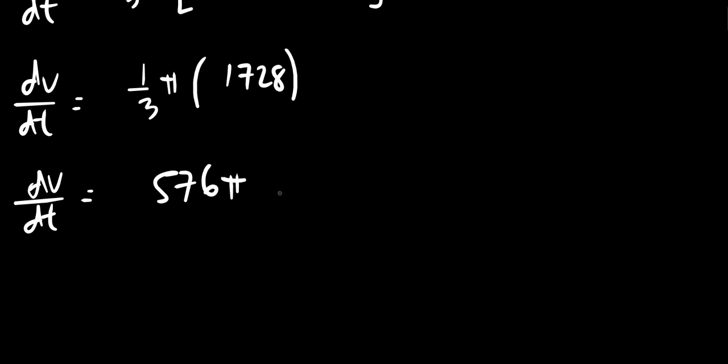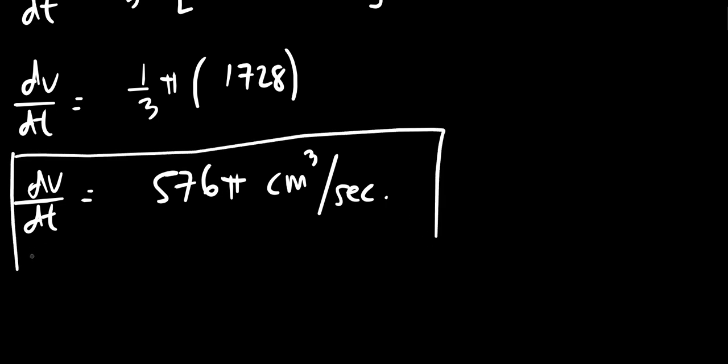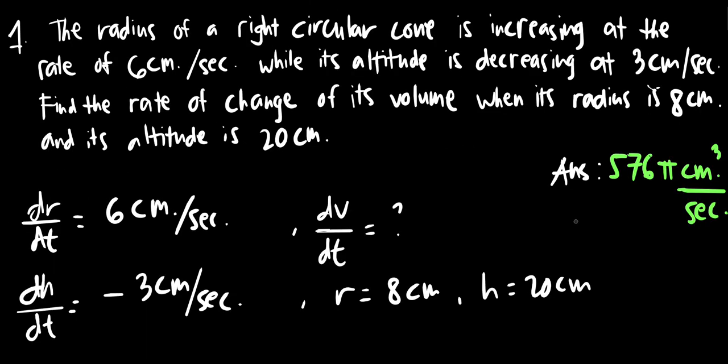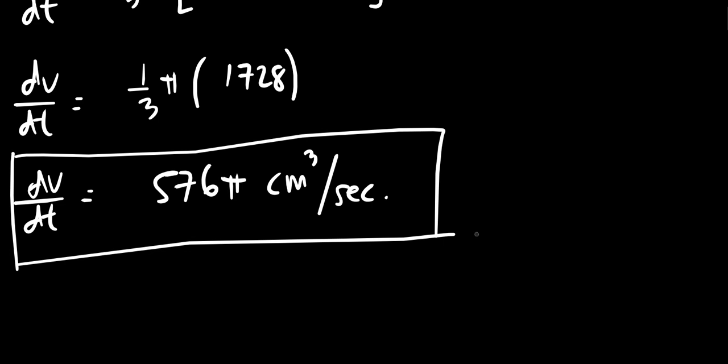So volume, so we have cubic centimeters. With respect to time, time is just seconds according to the units of the problem. So this is now our final answer. So let's check if our answer is correct. 576 pi cubic centimeters per second. So our answer here is correct. So let's proceed to another number.